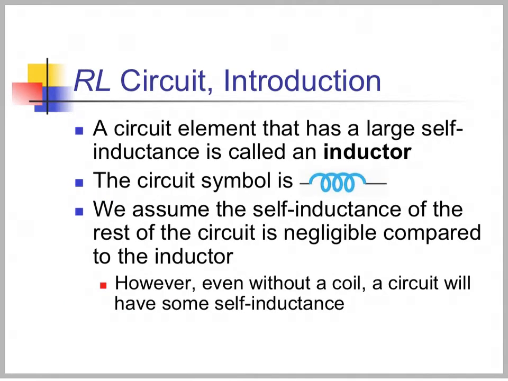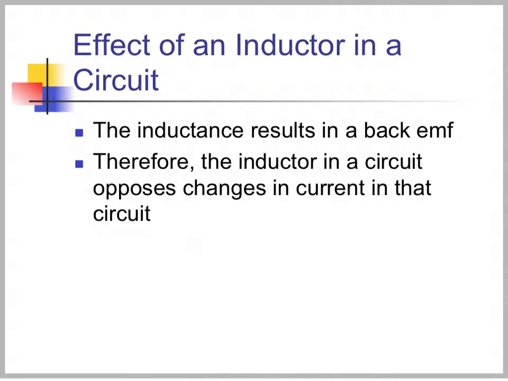Now, we can have an inductor in a circuit, and it's going to do certain things to a circuit. So the first thing we're going to look at is an RL circuit, or a resistor-inductor circuit. The circuit symbol for an inductor looks like a coiled wire, or a solenoid. We assume the self-inductance of the rest of the circuit is going to be negligible compared to the circuit element, the inductor that we put in. However, even without a coil, any circuit does have some self-inductance. That inductance always results in a back EMF. Therefore, the inductor in the circuit opposes changes in current in that circuit.